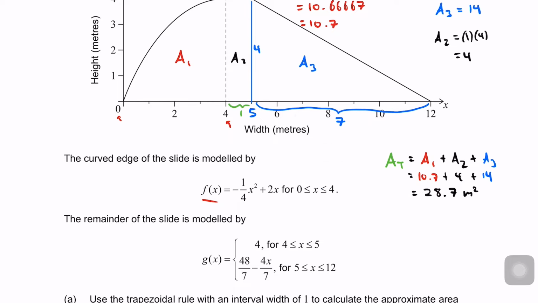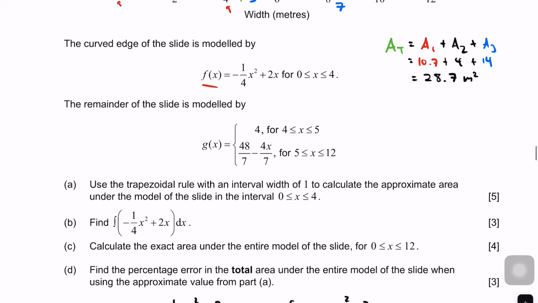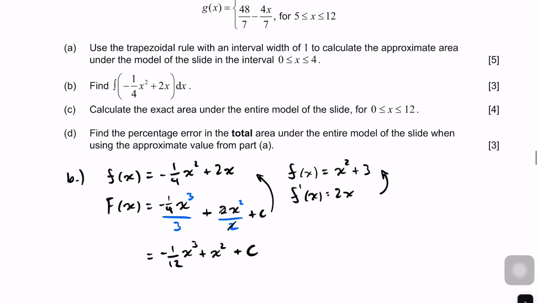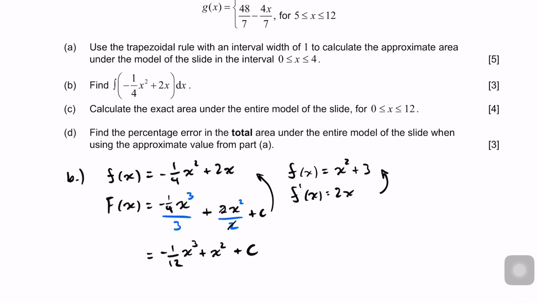And what is often a popular kind of combination is the trapezoid rule, which is an approximation, linked with the exact, so finding the exact area. And you actually see this a number of times. The last part is percentage error, so how much are we off by, essentially. And that's exactly what part D leads into.